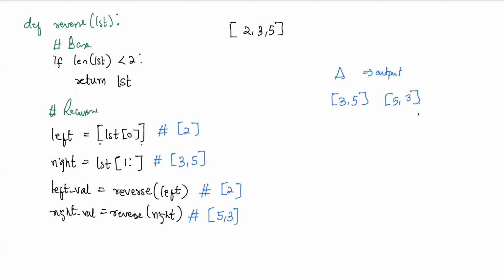Does that make sense? Because that's what the reverse function is doing. The output here is based on the definition of the reverse function. The reverse function says that if I give you a list 3-5, the output should be 5-3. And you're assuming that your function works, meaning that if I call reverse on 3-5, the answer should be 5-3.